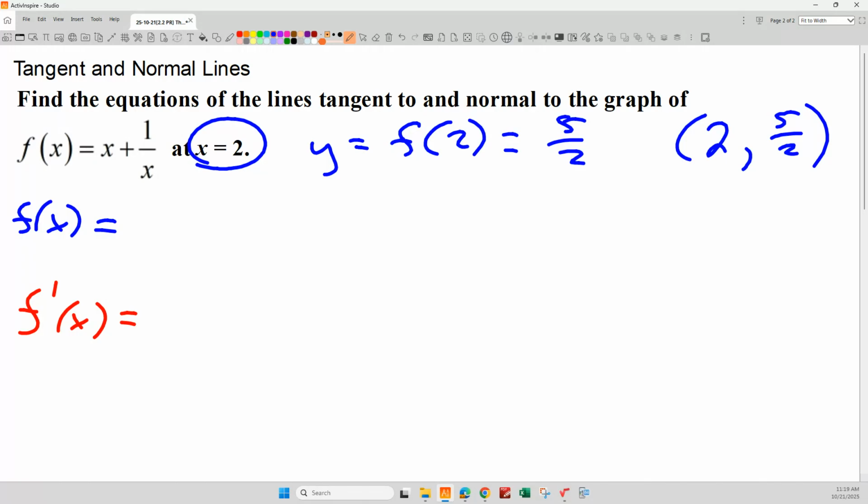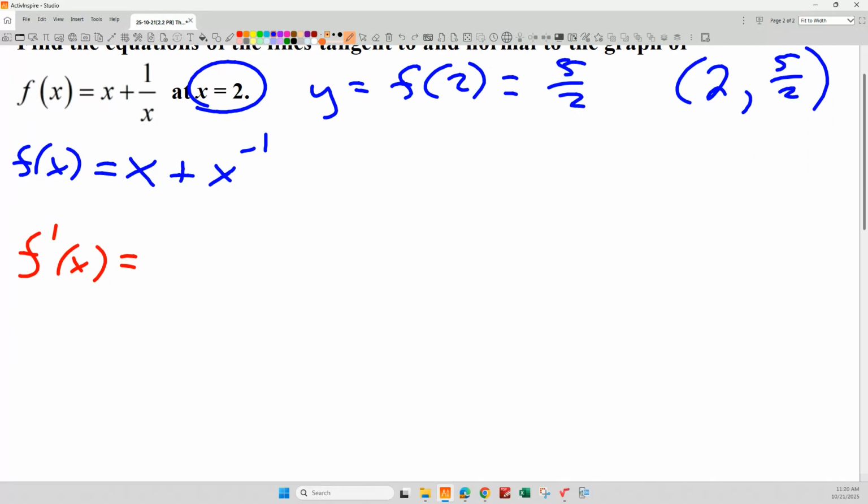How could I rewrite that in a way so I could differentiate it using just the few rules that we have? I've got two terms, but that's not a problem because I just differentiate term by term, right? So that's not a big deal. The first term is fine, but what am I going to do to that second term? X to the -1, right? Yeah. We'll just write this as x to the -1, and now I can use my power rule, right? My generalized power rule. Okay, so what's f prime going to be then?